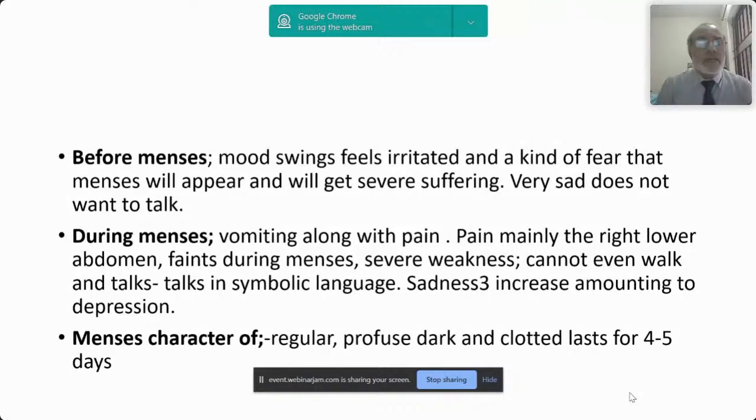Very sad, does not want to talk at that time. Then during menses, vomiting along with the pain, mainly in the right lower abdomen. Faints during menses, severe weakness, cannot even walk and talk, talks in symbolic language because she can't talk due to pain. Sadness 3 marks, increases amounting to depression. Character of menses is regular, profuse, dark, and clotted. It lasts for 4 to 5 days.